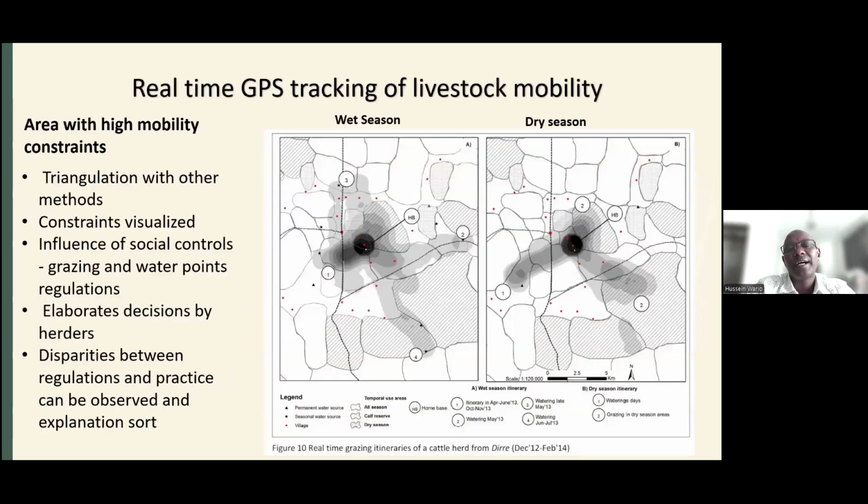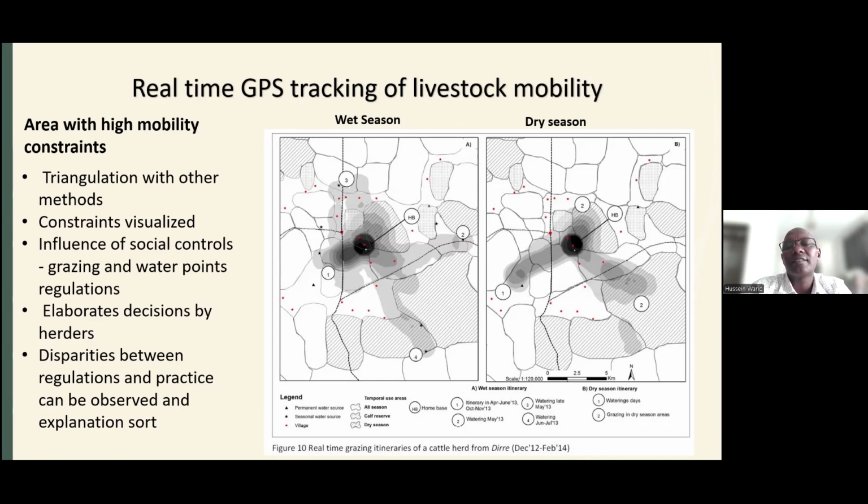Moving now to GPS tracking. As I've said, we have tracked livestock, and this is a zoomed in version of the map that you have seen, now showing two different sites. The first one that you are observing here is wet and dry season in a densely populated area. We use this to triangulate with the information that we got from herders' conversations, and it also helps us to visualize the constraints.